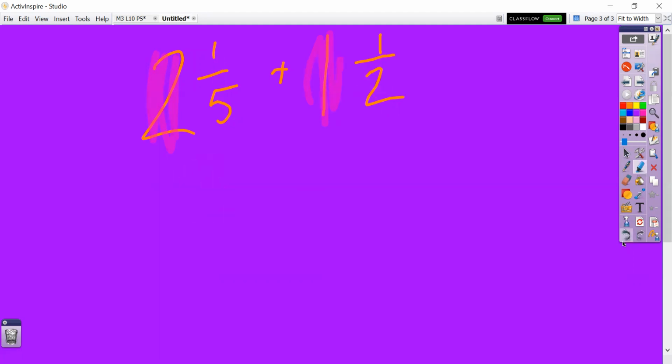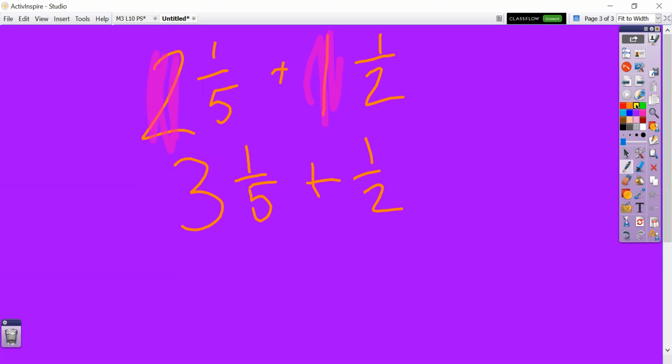Oops, I don't want to use the highlighter. Let me use the pen. 3. And now let's rewrite the other part that we haven't added yet. Well, it's 3 and 1/5 plus 1/2. Now we have to think, what's the common unit? What can we make fifths and halves into both? Well, if we count by fifths, 5, 10, 15, right? So which one of those is also a multiple of 2? 10, right?